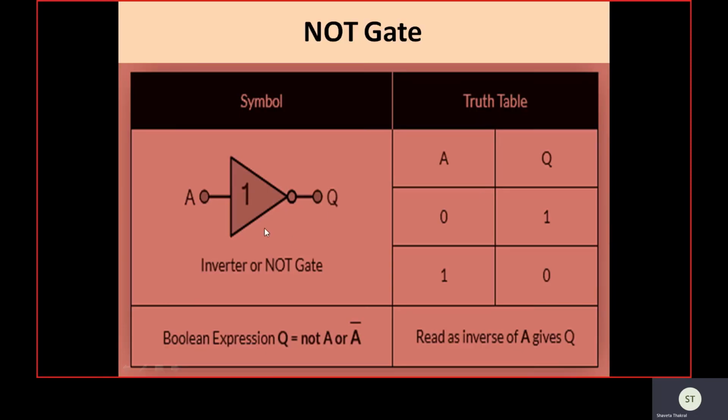And this is the NOT gate symbol, where we have a single input, that is A, and the output here is Q, where Q is equal to the complement of A. And the truth table is if A is 0, then Q is 1, and if A is 1, then Q is 0. So this is also called an inverter.